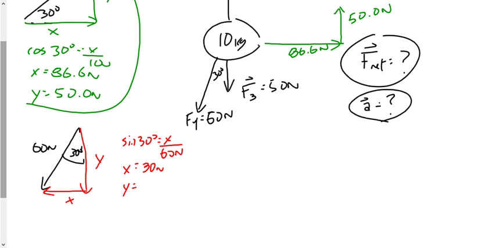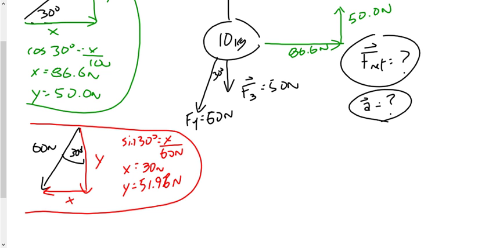So 60 cos 30 would be 52. Let's keep going though. Let's not go to two digits. 51.96. We don't want to round it to two digits yet until we get a final answer, right? 51.96 newtons. So let's box that off. And now let's replace my 60 newtons here with a force to the left of 30 and a force downward of 51.96.